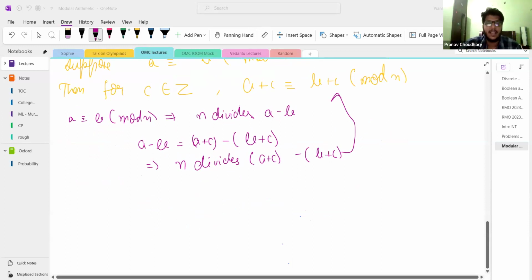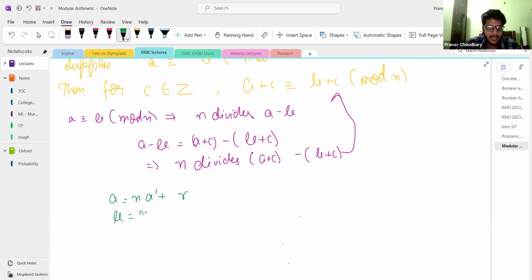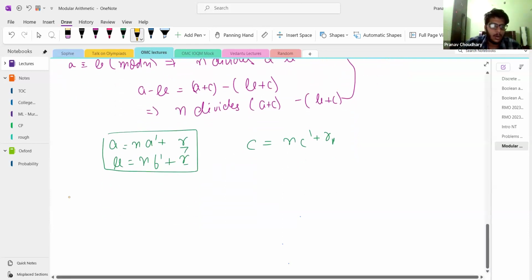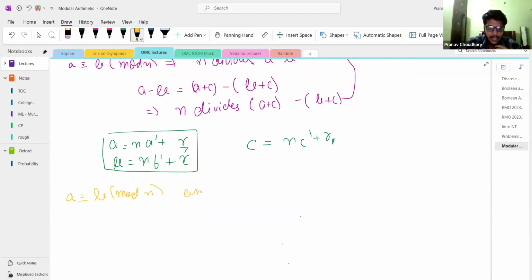The proof he's saying is, you take A as, let's say, nA' plus R, and then B as nB' plus R. Since both of them leave the remainder R, these two things should be true, these are the remainders and these are equal. And then you can write C as, let's say, nC' plus R. They can add those things and do stuff. But you have to take care of some edge cases. So I leave that for you to figure out if you want to. Not necessary.